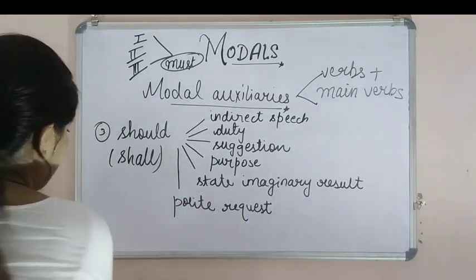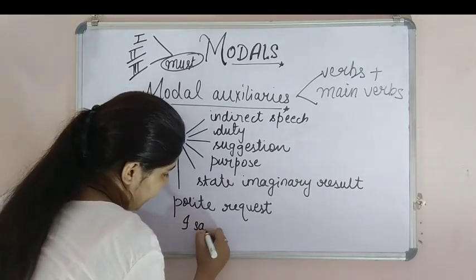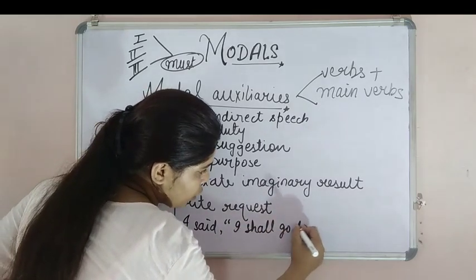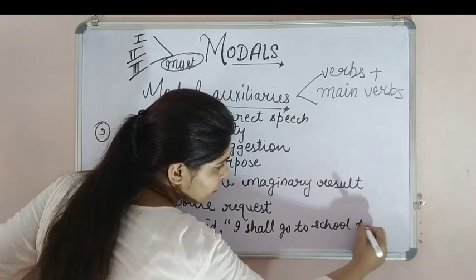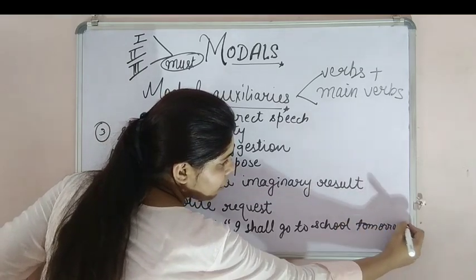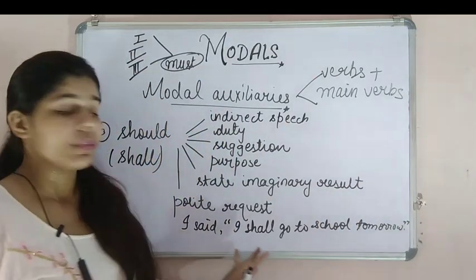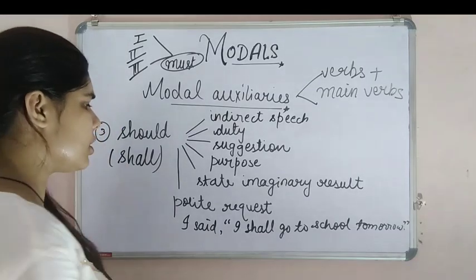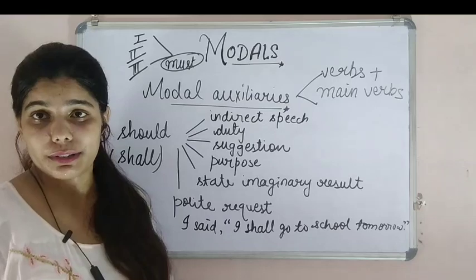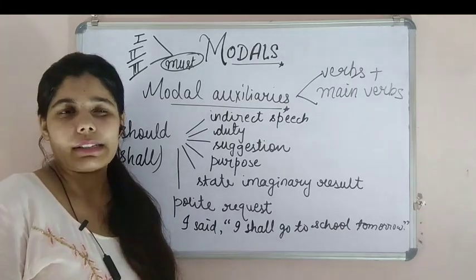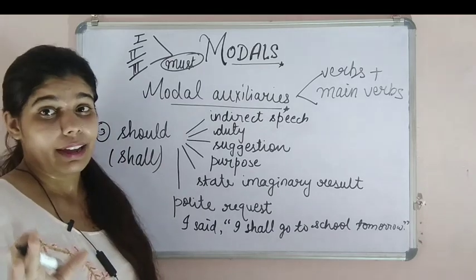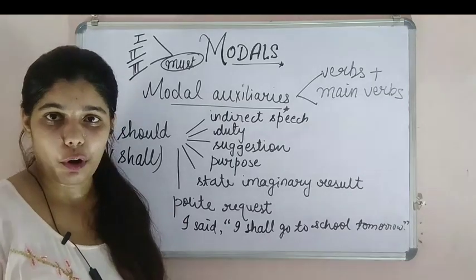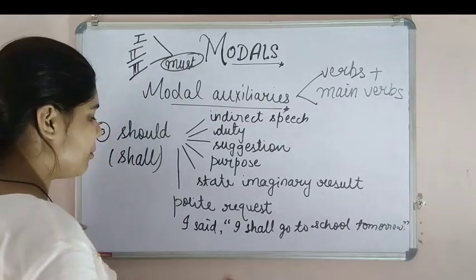Suppose we take a sentence: I said, "I shall go to school tomorrow." The given sentence is in direct speech, and whenever we change this into indirect speech, there are rules, as we have already studied in class 8, to change a sentence from direct to indirect. I don't have to go into that in detail, because indirect speech is an upcoming topic, but let's have it here in brief.